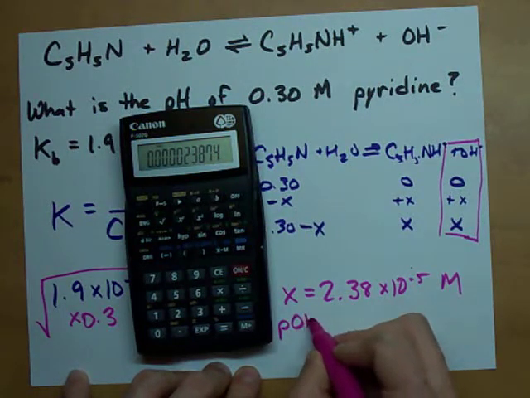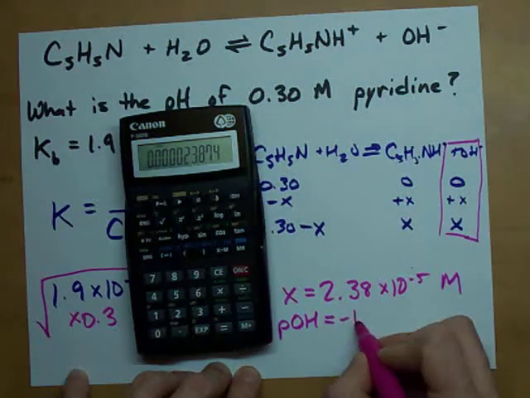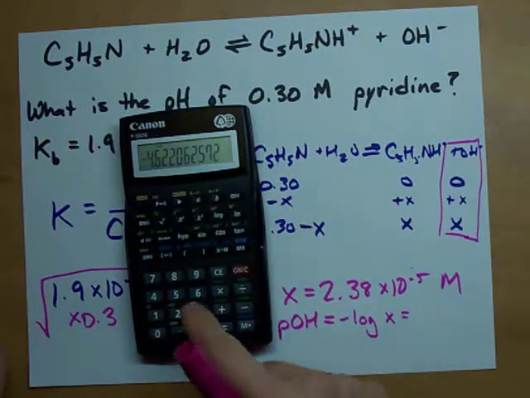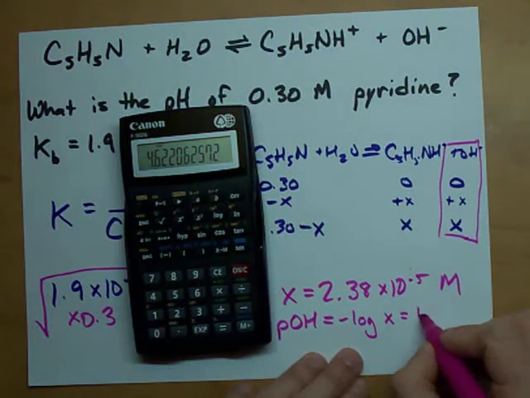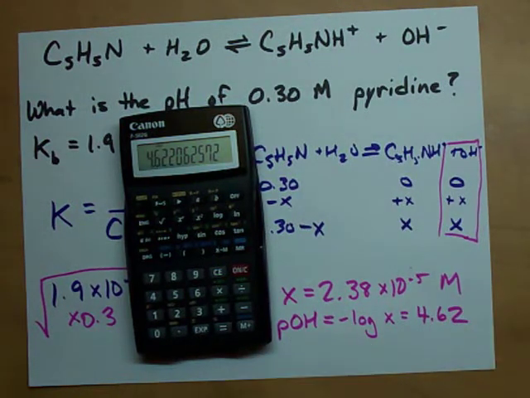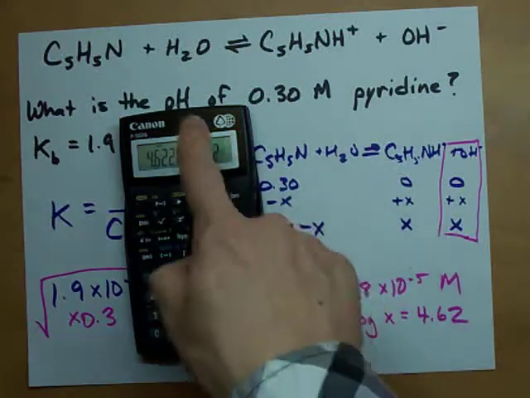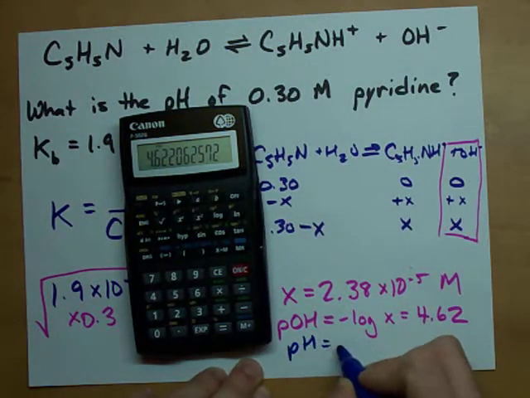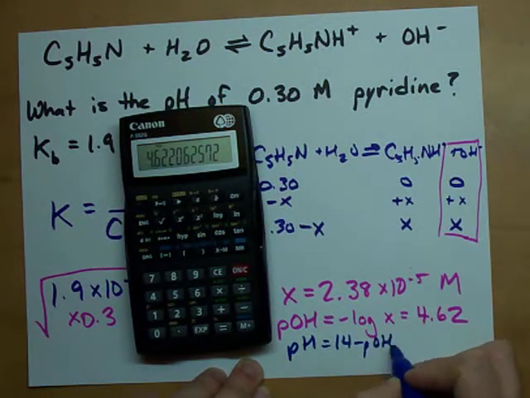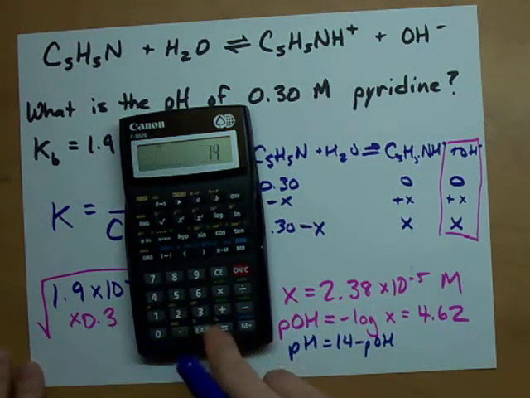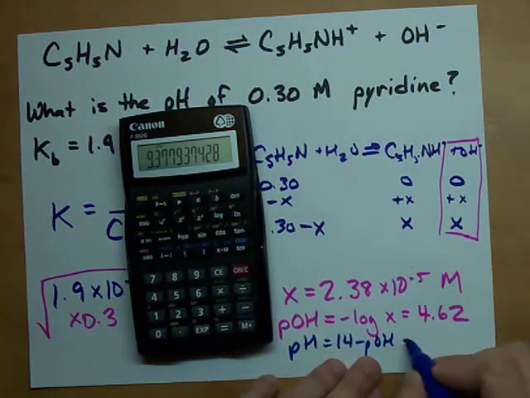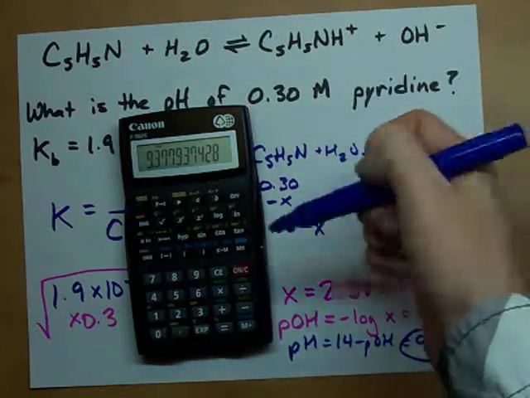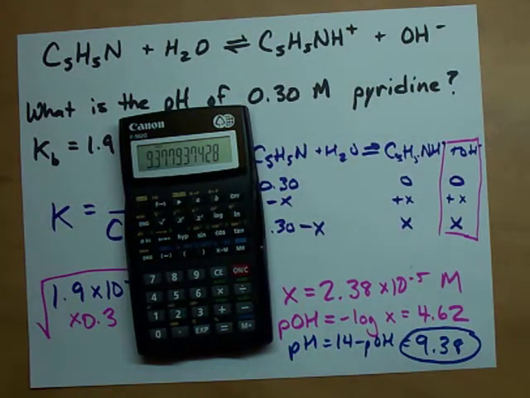So, to get the pOH, I just take the negative log of that number. Log, and then negative it. 4.62. Sweet. We're almost done. They asked for the pH though. The pH, you take 14 minus the pOH, and you end up with 9.38, which makes sense if you're putting a base into water. It's a basic pH.